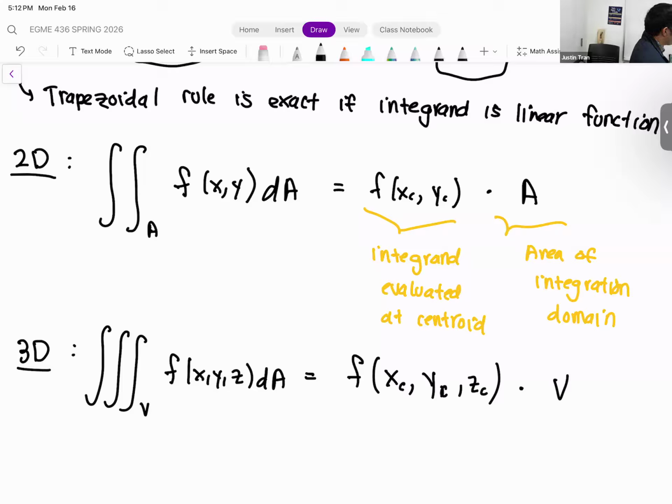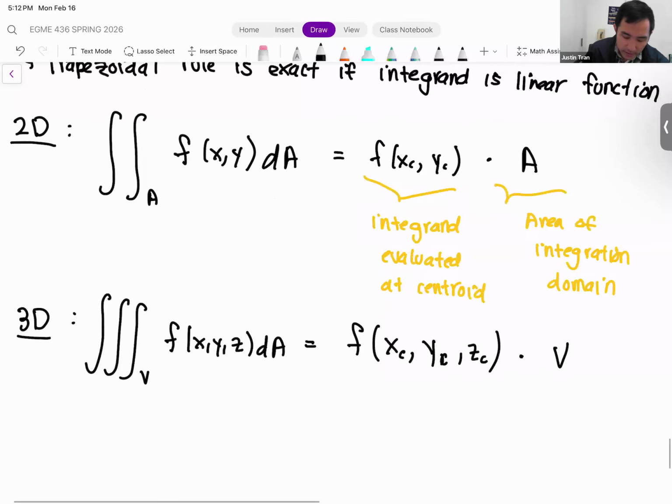Okay. Any questions on this so far? Okay. All right. So for the last couple minutes, I do want to make a couple comments on accuracy.